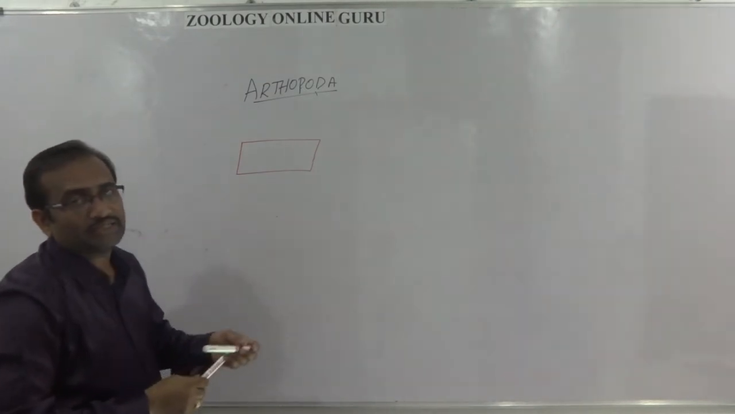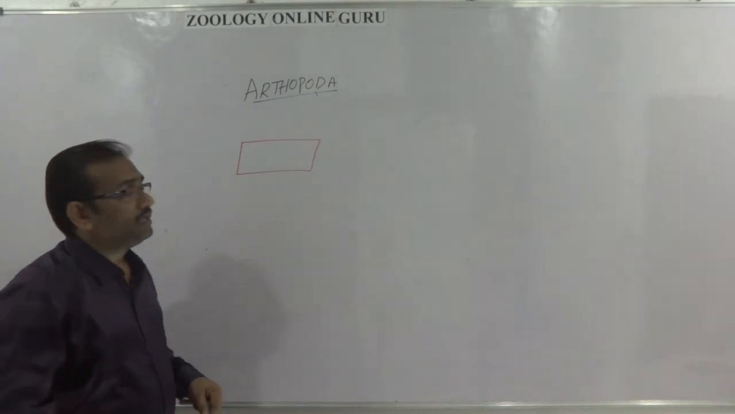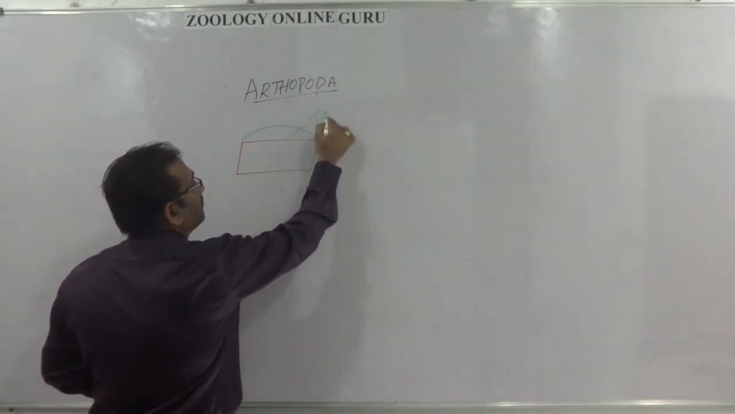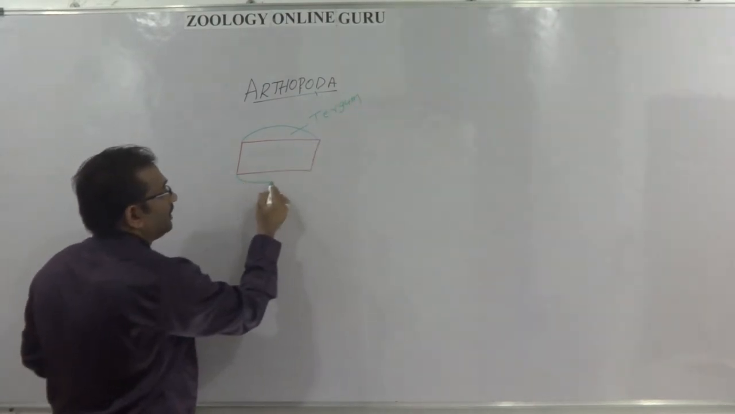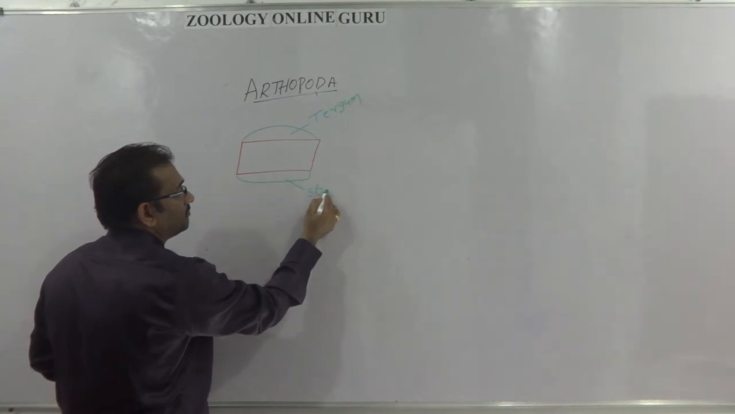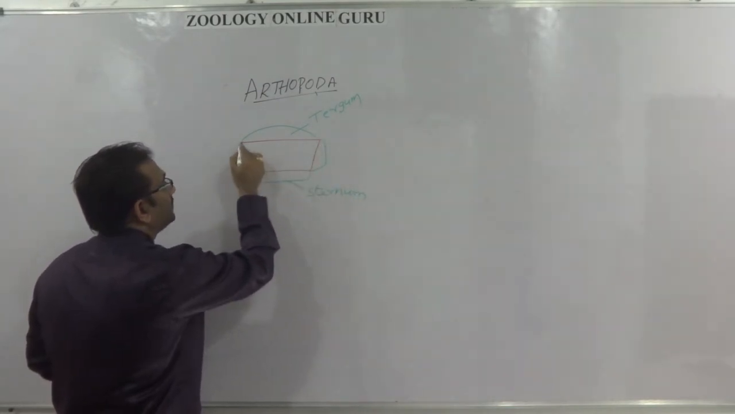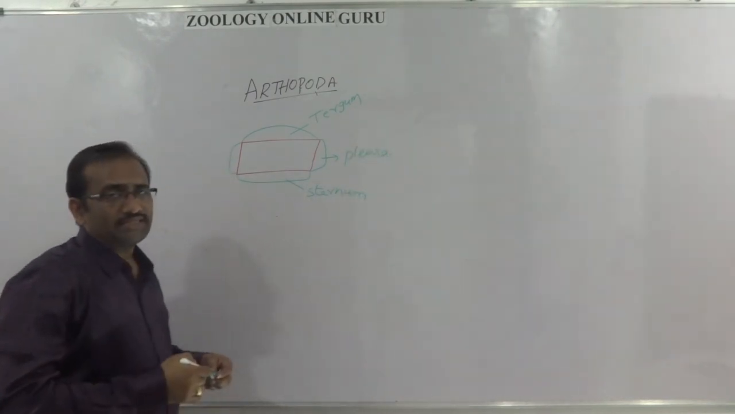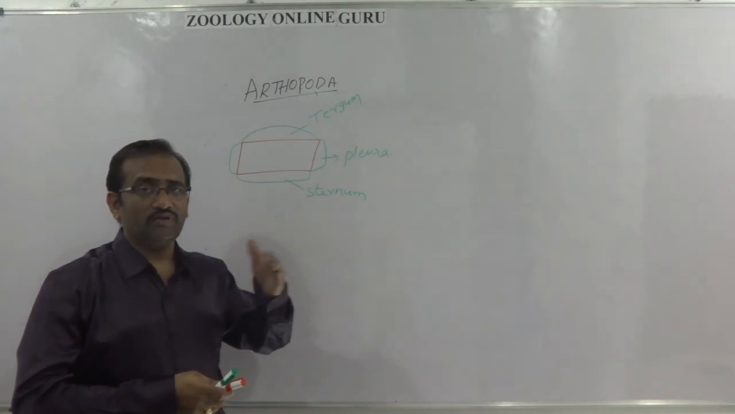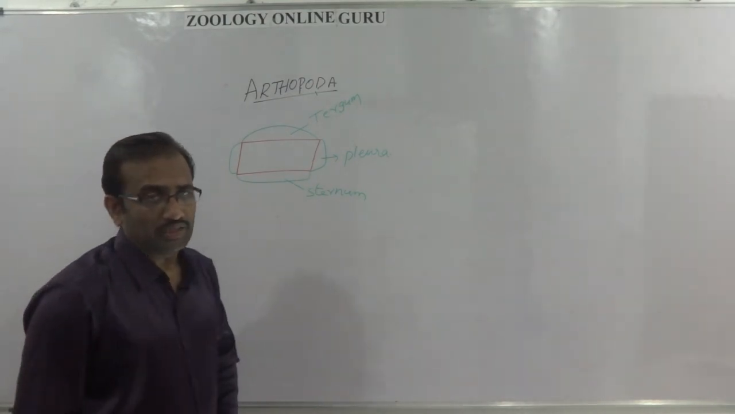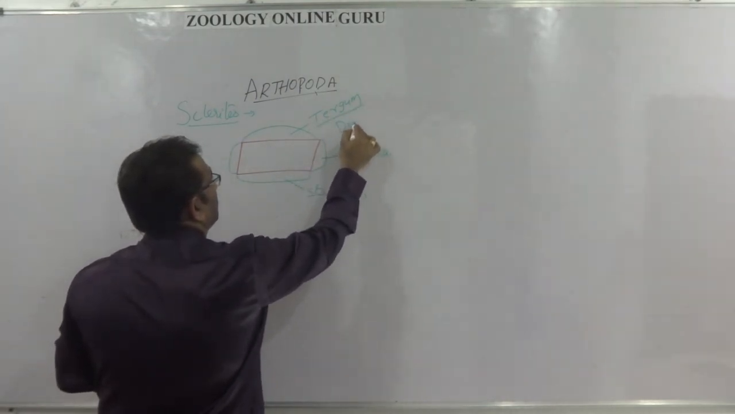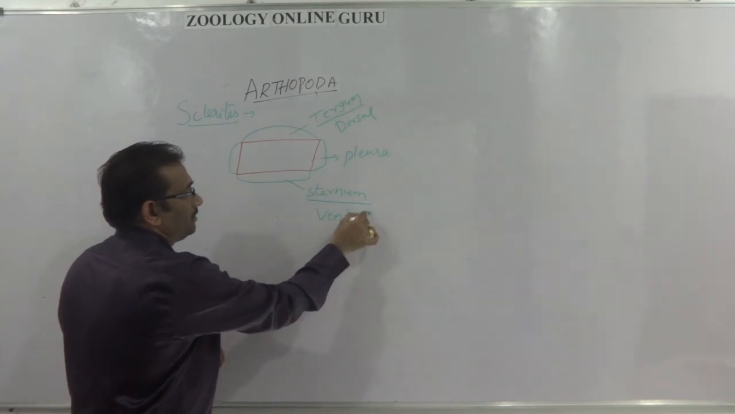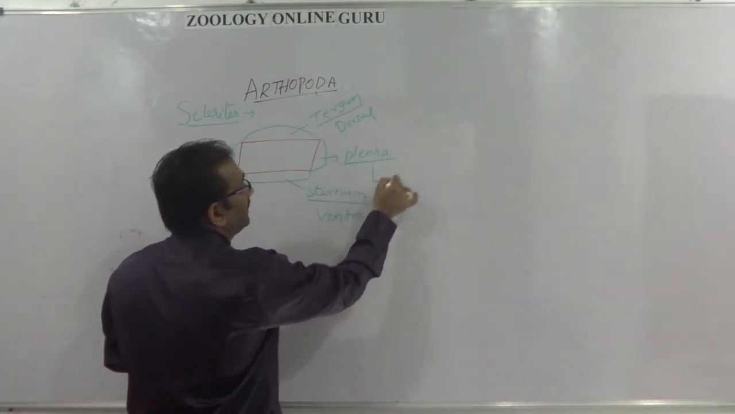Each abdominal segment is covered by a chitinous cuticle. The dorsal chitinous covering is called the tergum. The ventral chitinous covering is called the sternum. And the lateral coverings of the cuticle are called pleura. So every segment in the abdomen is covered dorsally, ventrally and laterally, totally covered with cuticle. Here, the dorsal sclerite is called tergum, the ventral sclerite is called sternum, and the lateral sclerites are called pleura.